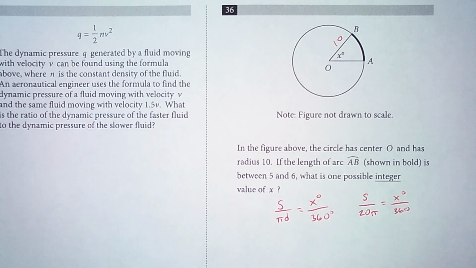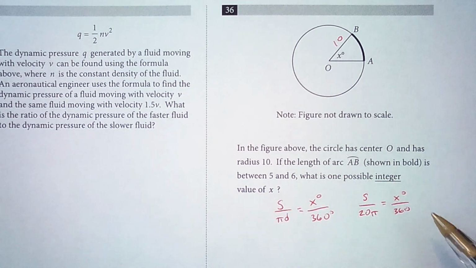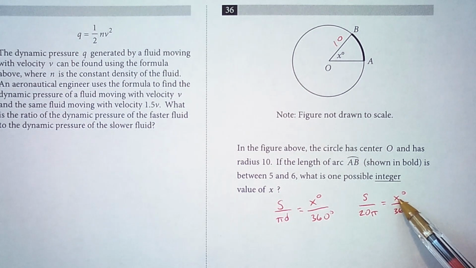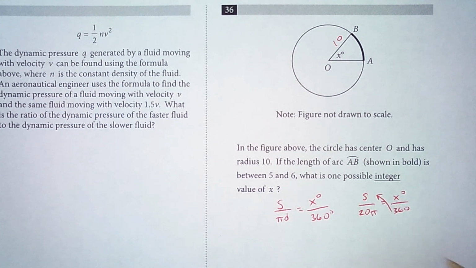to 360. What we want to know is one possible integer value of x, so we're going to solve for x, and we can do that by multiplying this 360 across. So x is equal to 360 times S divided by 20 pi.